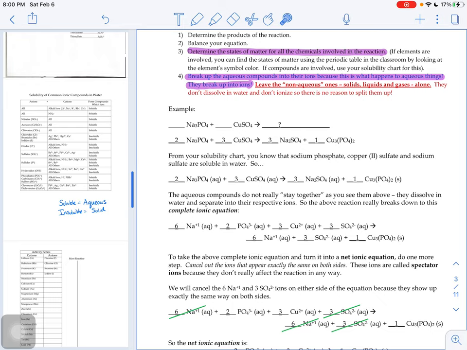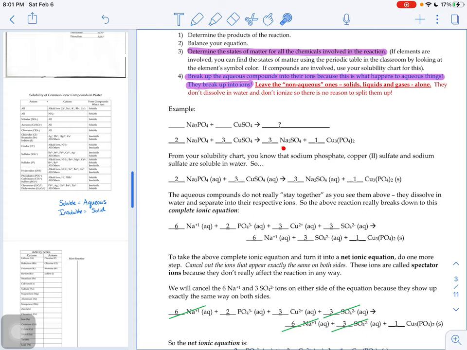So let's see an example, starting from scratch. What if I told you you have sodium phosphate and copper 2 sulfate reacting with one another? Your first step would be to figure out what the products are and balance the reaction. This is a double displacement reaction because I see compound plus compound. So our sodium is going to go with sulfate and copper is going to go with phosphate.